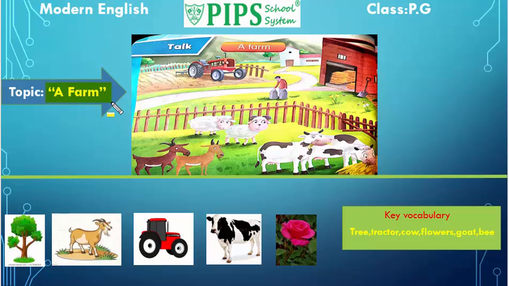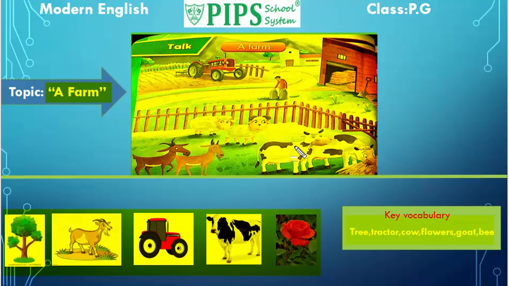Playgroup class, first of all watch on screen. What are you watching? Do you know what this is? This is a picture of a farm. Here in the green box there are some words. Here are also some pictures. We can find these pictures in this farm.